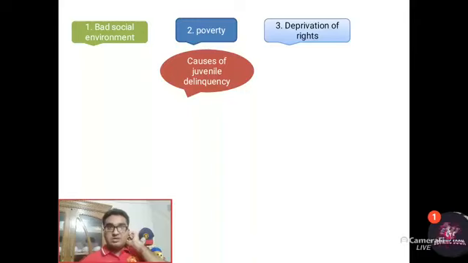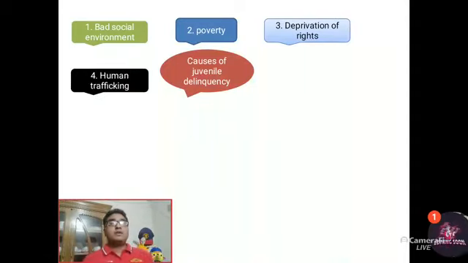And number three, deprivation of rights. So here you have to understand what rights are called. Basically, rights are the privileges given by the government for the flourishment of individuals. And all the children of our country don't get equal rights from the society, from the state. Basically, the children of the slums in urban areas don't get enough privileges from the society, and this can be one of the causes of juvenile delinquency.